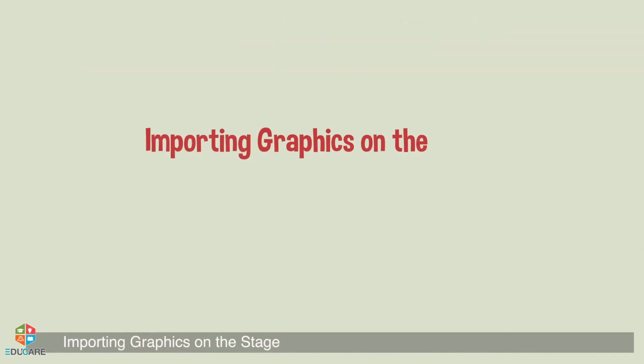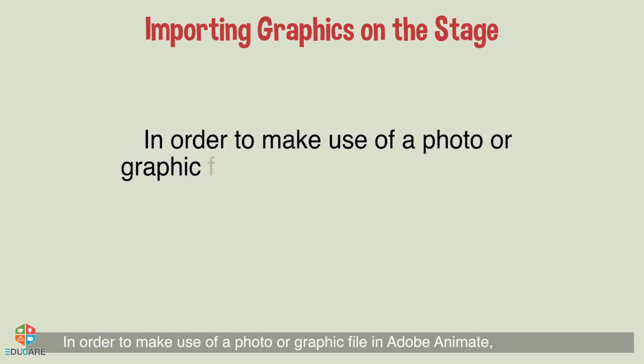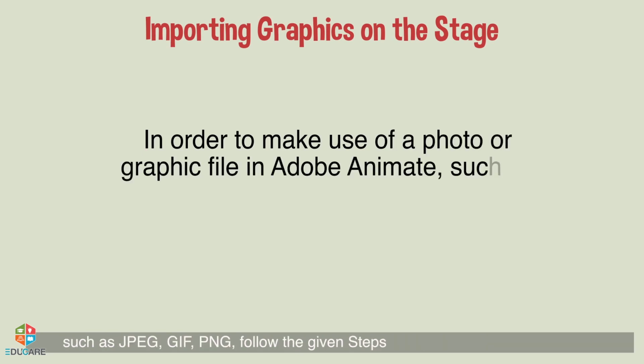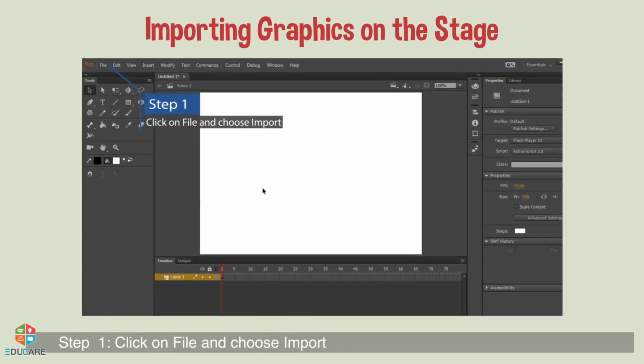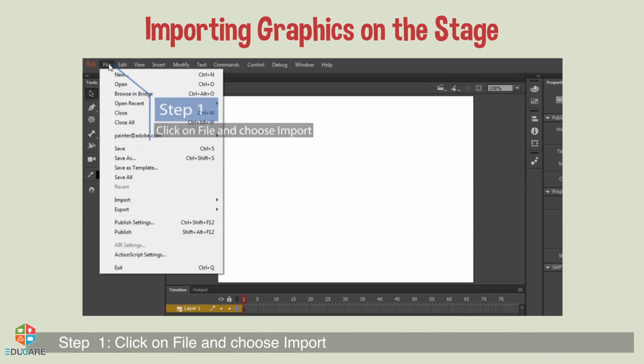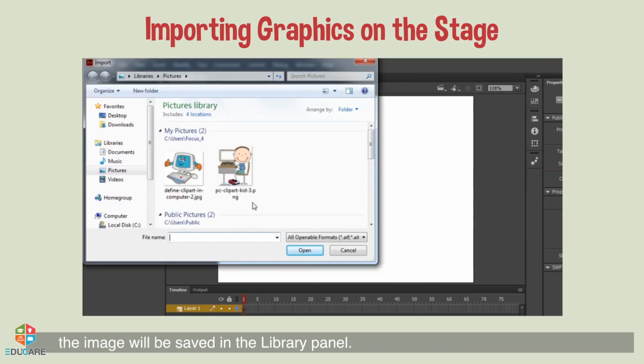Importing graphics on the stage. In order to make use of a photo or graphic file in Adobe Animate, such as JPEG, GIF or PNG, follow the given steps. Step 1. Click on File and choose Import. Step 2. Click on Import to Stage. If you choose Import to Library, the image will be saved in the Library panel. You can drag and drop images from the Library panel to the stage.